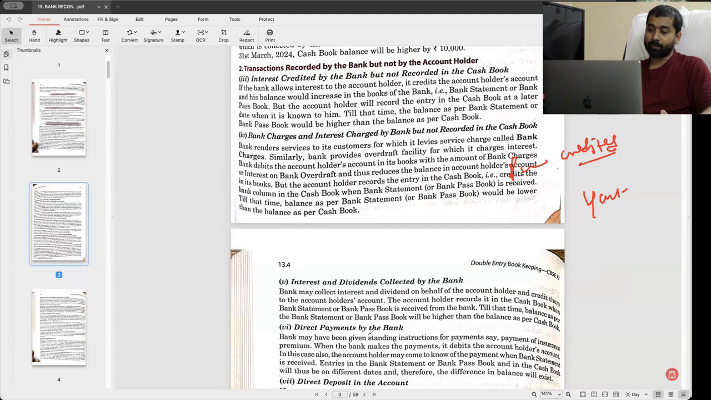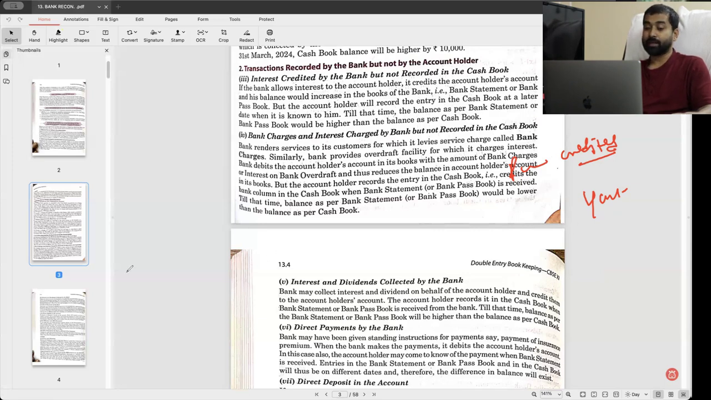Next, direct payment by the bank. Sometimes you have already instructed the bank to make some expense payment on your behalf, like electricity payment or any other expenses, or the CEO of the company visited the bank and gave a standing instruction to pay such an amount to such a person. So the bank paid that money, but the company has not yet recorded it in the cash book. That can be a reason, right? Apart from this, direct deposited into the account.